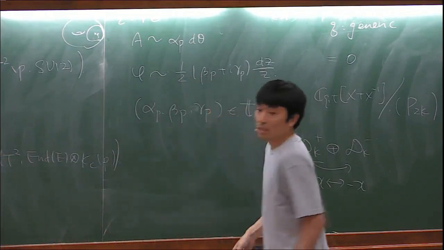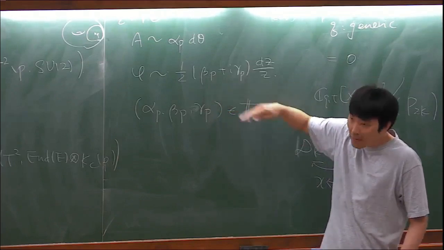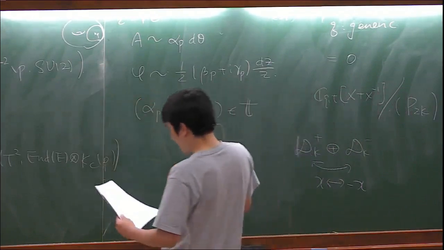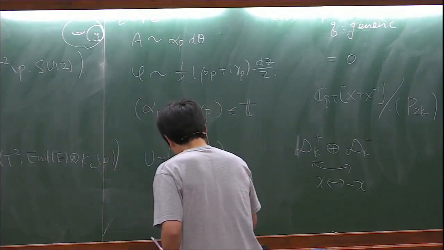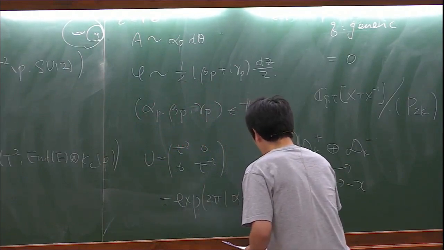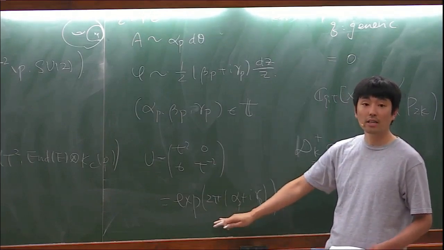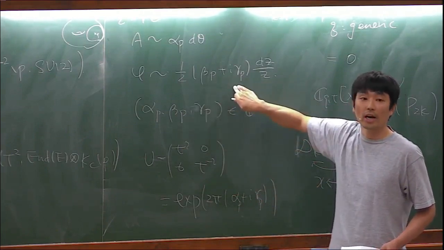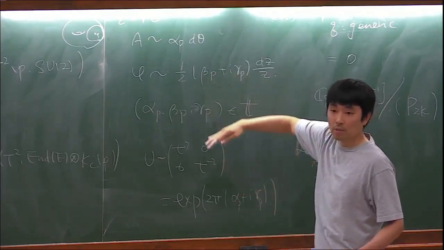The mass of this N=2* theory, the complex mass, is given by beta plus i gamma. However, U, which is trace of the holonomy, is equal to the exponential of 2 pi i times (alpha plus i gamma). So it's holomorphic in complex structure J. You have to take the holomorphic in complex structure J instead of complex structure I. These combinations are holomorphic in complex structure I, but these are holomorphic in complex structure J. That's the answer. And this is the mass parameter of the adjoint.